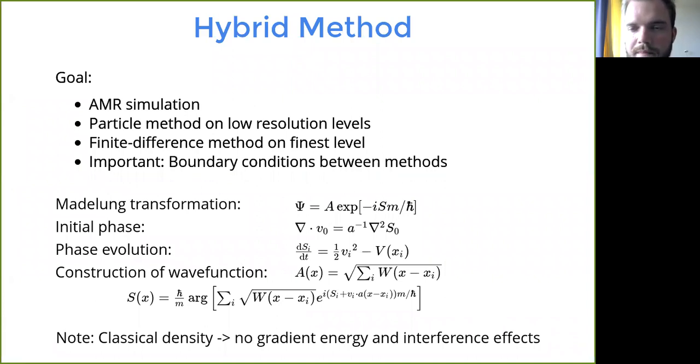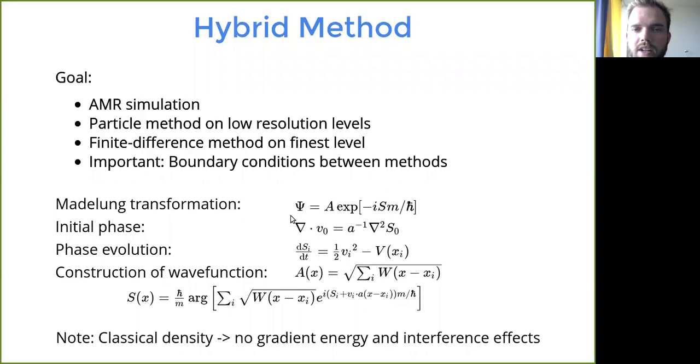So how do we combine these two schemes? As I said before, we use adaptive mesh refinement. So that's basically that we have regions with more or less fine grids. And especially we select one halo, and then there we have a very fine grid, and all the rest we leave basically unrefined. The particle method on the lowest levels, and then only on the finest level, we use finite difference. And then the important thing becomes boundary conditions between these methods. So both initial conditions and then also spatial boundary conditions.